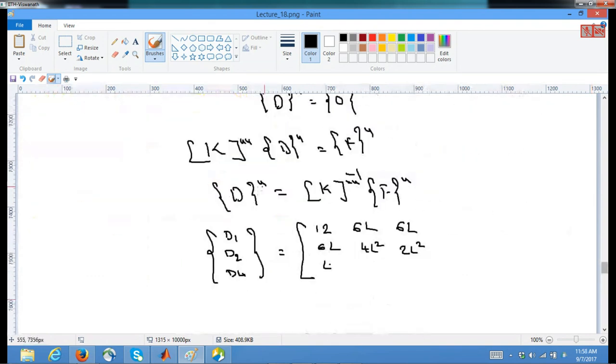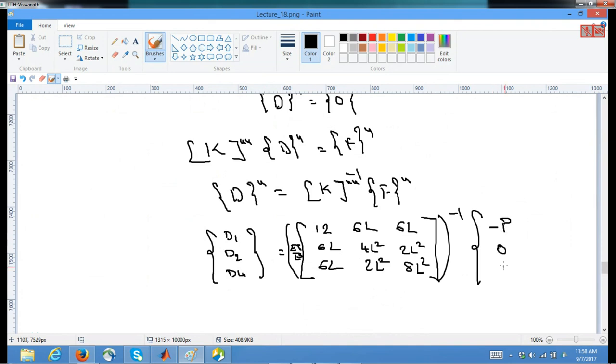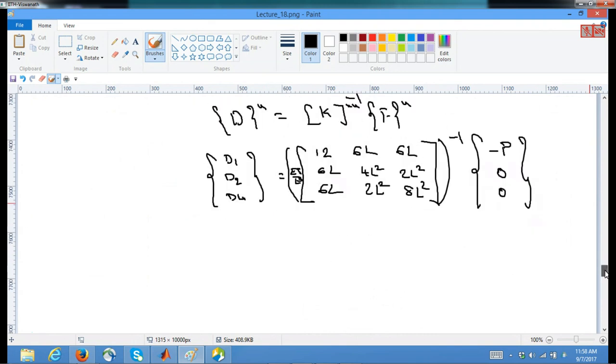6L, 6L, 2L square, 8L square, EI by L cube, whole inverse into minus P, 0, 0. Now let us try to find again the inverse of such kind of things.